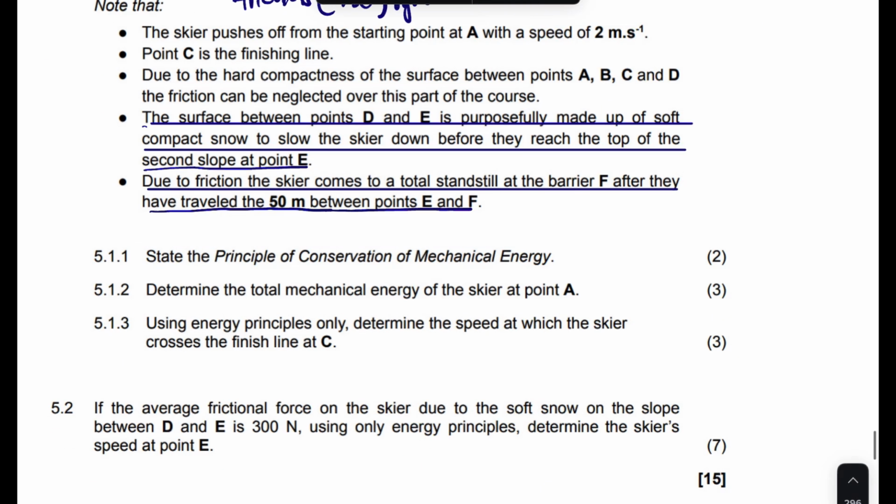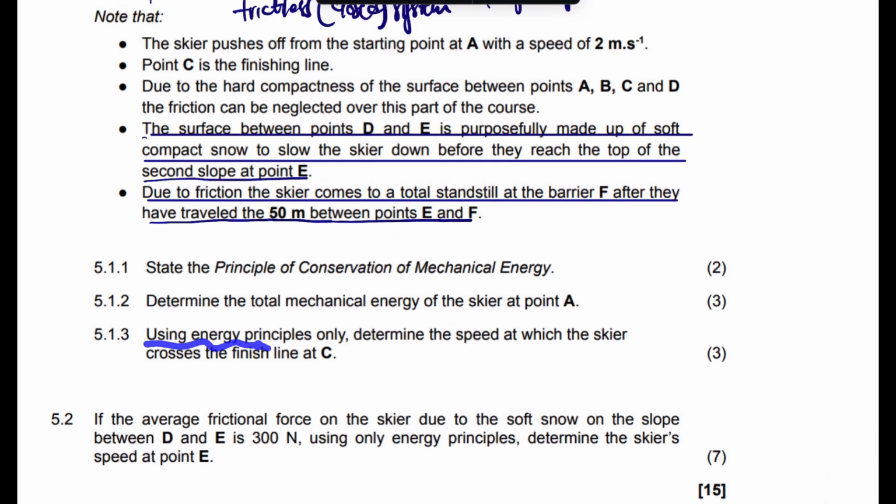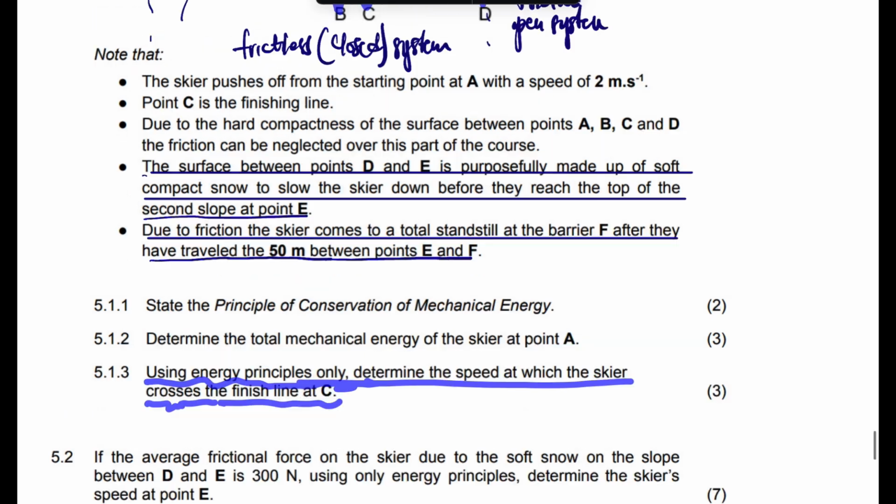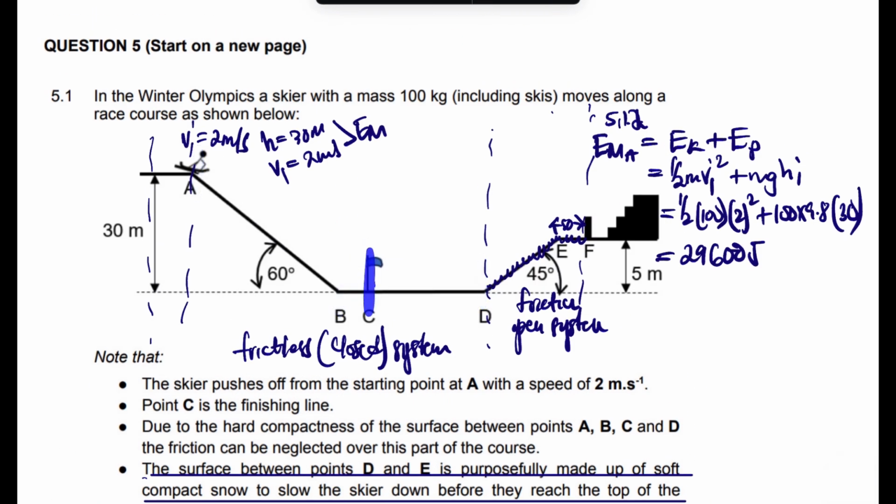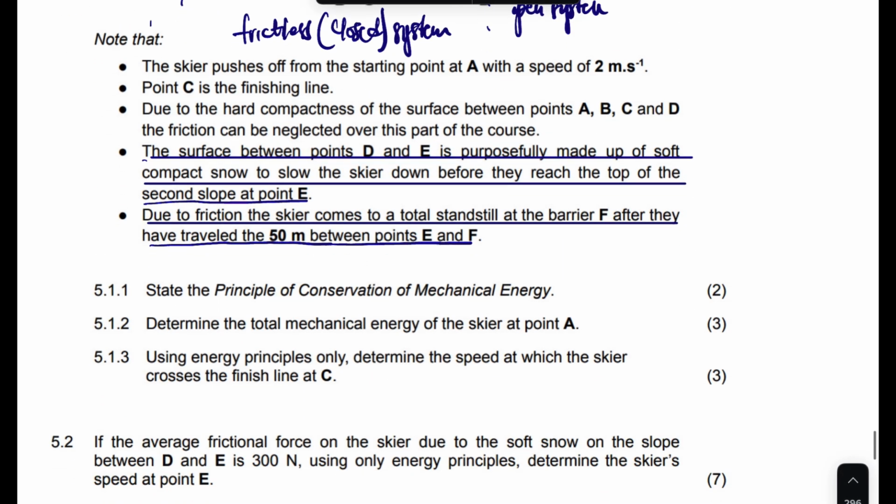there and there, right? Now 5.1.3, it says use the energy principle only to determine the speed of the skier as it crosses the finishing line. So we wanted the speed of the skier here. Since from here to here there's no friction, the speed here is going to be constant. So the speed that it gets here is going to be the same speed that it gets there, right? In fact, all this path is going to be the same speed because there's no other force and no friction as well.